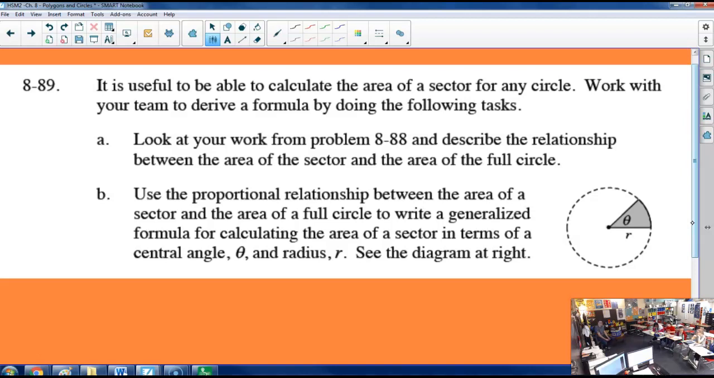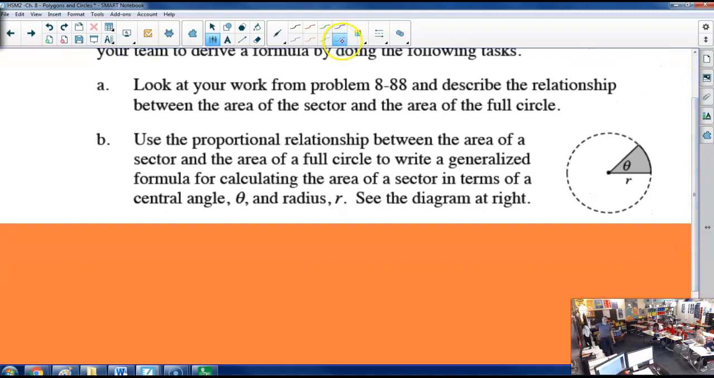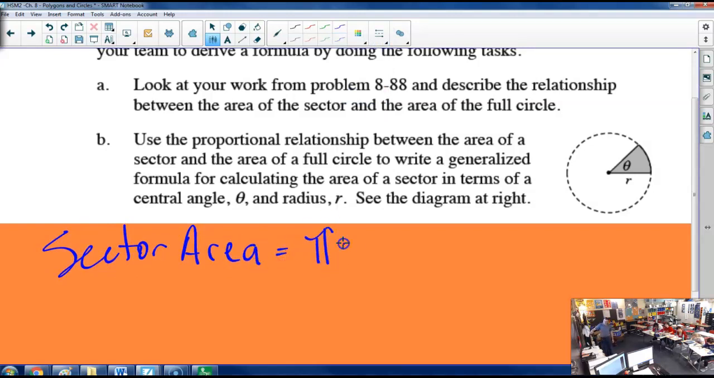So, our general rule we can create, because we'd be remiss if we left here without some easy rules like you could program into your calculator. For sector area, please write down sector area. For sector area, it is going to be pi times our radius squared times our theta divided by 360.